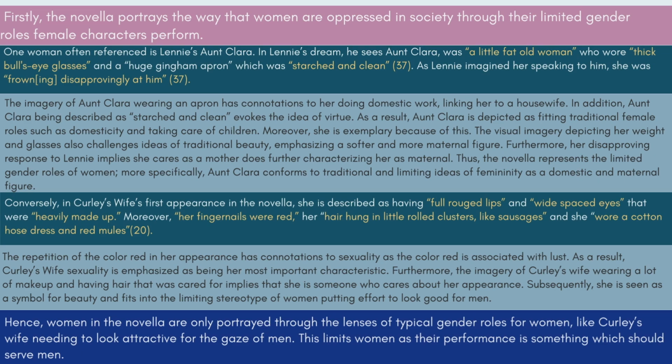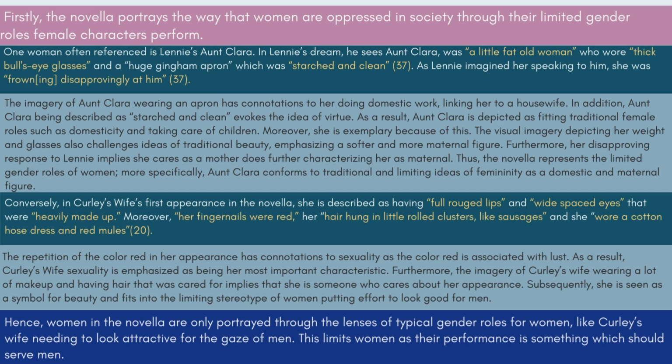Next, the explanation. The imagery of Aunt Clara wearing an apron has connotations to her doing domestic work, linking her to a housewife. In addition, Aunt Clara being described as starched and clean evokes the idea of virtue. As a result, Aunt Clara is depicted as fitting traditional female roles, such as domesticity and taking care of children. Moreover, she is exemplary because of this.